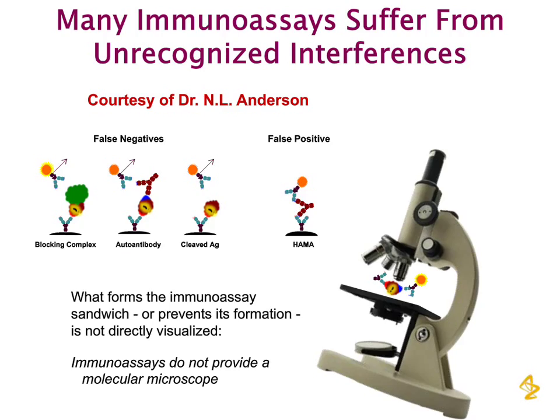The false positive scenario is illustrated by the fourth example. HAMA stands for Human Anti-Mouse Antibody. It turns out that lots of people normally have antibodies in their blood against mouse IgG, and these endogenous human antibodies can make a link between the capture and detection antibodies of the immunoassay in cases where the assay antibodies are mouse monoclonals, hence generating a false positive signal.